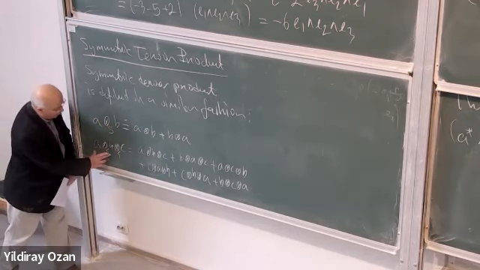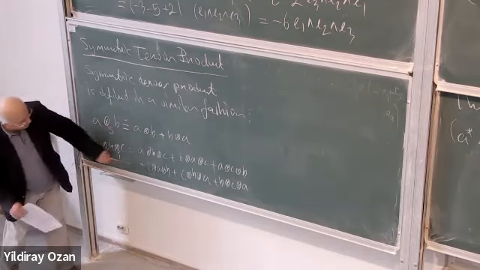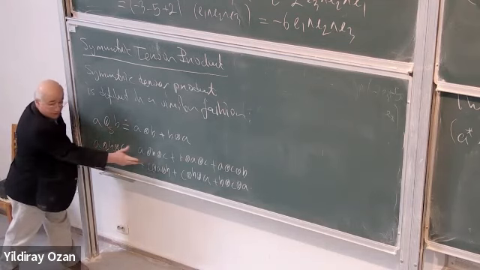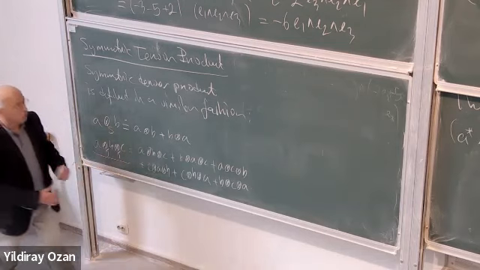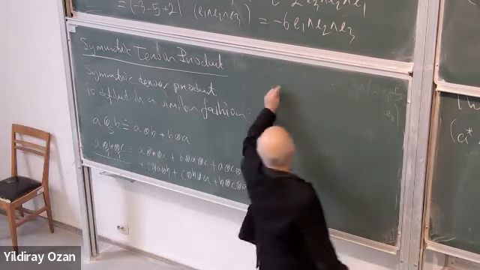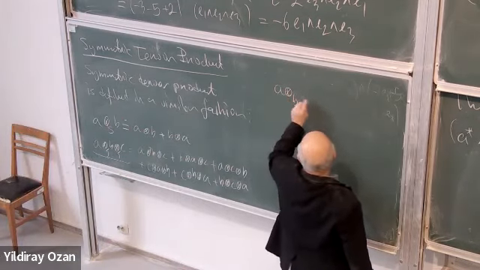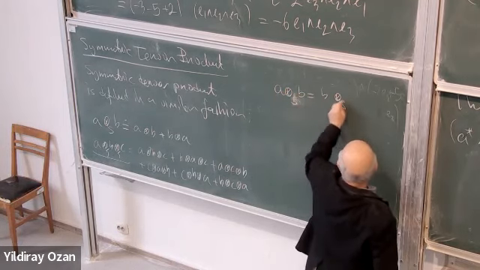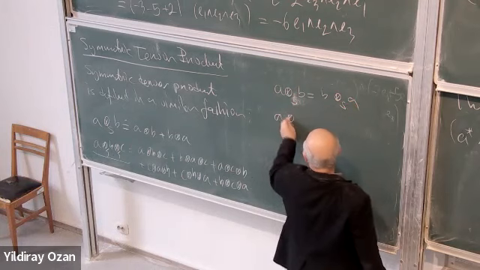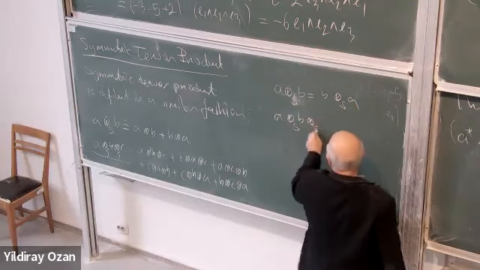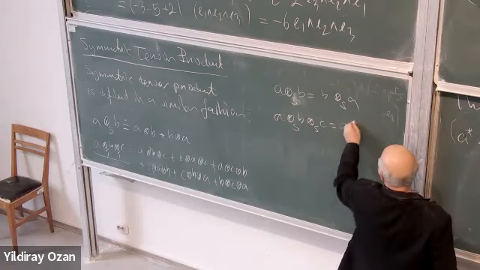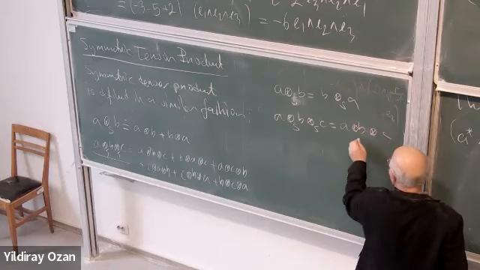Symmetric means the following. In this expression, if I interchange two of them and write this thing, I get the same. So symmetric means this. A symmetric B is this. A symmetric B. This is the same as A symmetric B symmetric C.